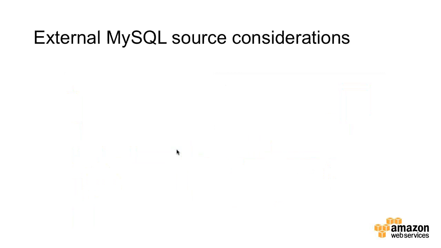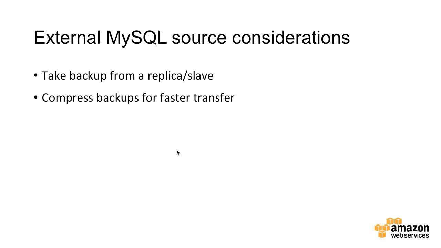So what are the best practices that you need to consider when you're moving an external MySQL source into RDS? Take backups from a replica or slave. That's always better, so that you don't have to take it from your master and pollute your master with the backup requests. Always try to compress backups for faster transfer. We do provide you the import-export service where you can import your data into AWS using hard disks shipped to us. But I would suggest you compress your backup, and your usual MySQL dumps can be compressed to a far greater extent. And once the backup is compressed, it will be very easy for you to transfer it over the wire, over the internet.